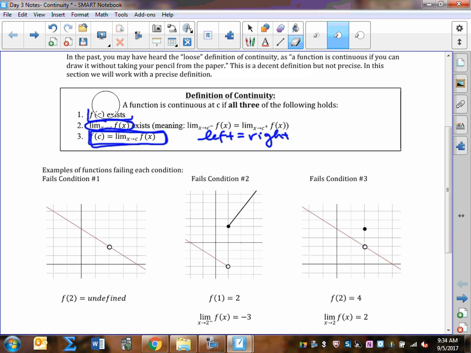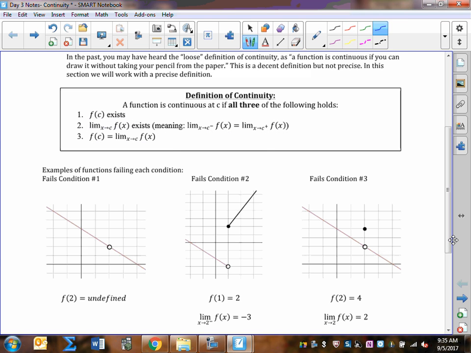So really, our continuity can be summed up in this very last statement here. f of c equals the limit as x approaches c of f of x. The reason why it can be summed up here is if f of c equals whatever that limit value is, that means that f of c exists. And if my limit equals whatever that f of c value is, it means my limit exists, which means that the left hand and the right hand are the same. So the first two are kind of described. On the AP exam, when they ask you to justify, you do have to specify all three things. And if it fails, you have to specify which one fails.